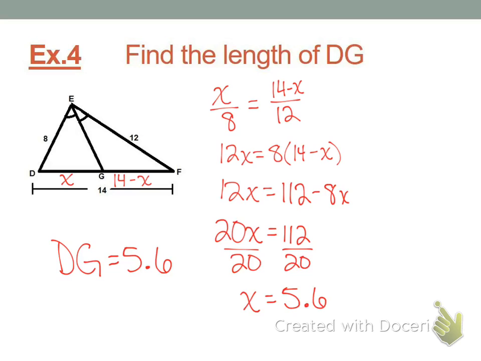What if I wanted the length of GF? Okay, we'd subtract it from the 14. What do we get? 8.4. Okay, and you could always double check yourself real quick on these ones as well. If you were to take 5.6 divided by 8.4 in your calculator, it should be the same thing as 8 divided by 12, or any of those other ratios that we could check.